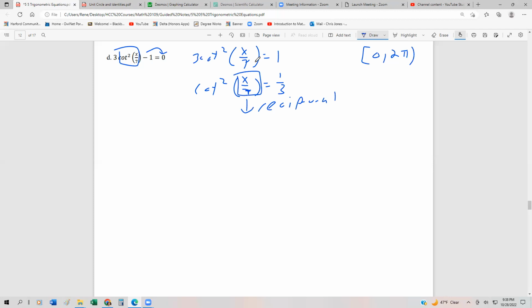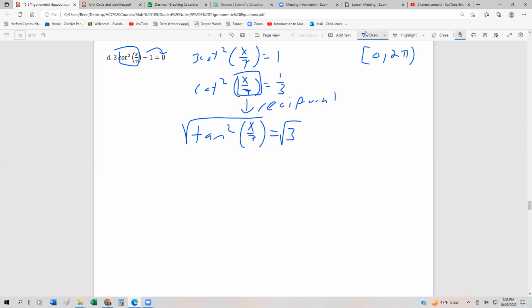Notice when I take the reciprocal, I do not take the reciprocal of what's inside the interior angle, the multiple angle, excuse me. So this is going to be the tangent squared. We leave the x over 7 alone, and the reciprocal of 1/3 is 3. Now we're going to take the square root of both sides. And remember, anytime we take a square root of both sides, we might have some extraneous solutions. We might not, but we might.